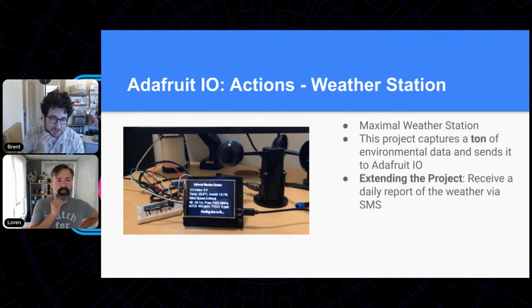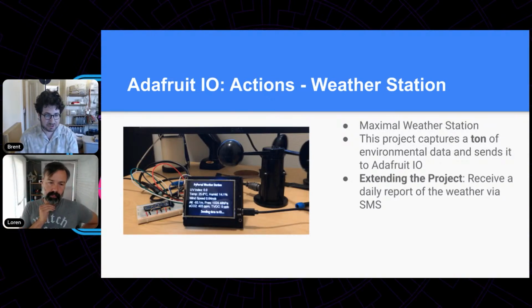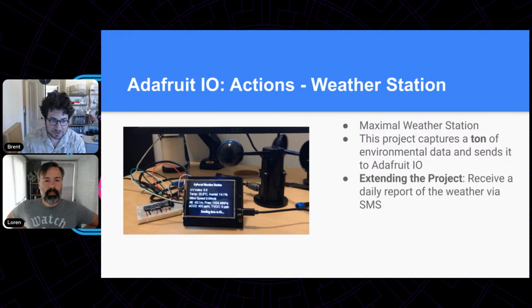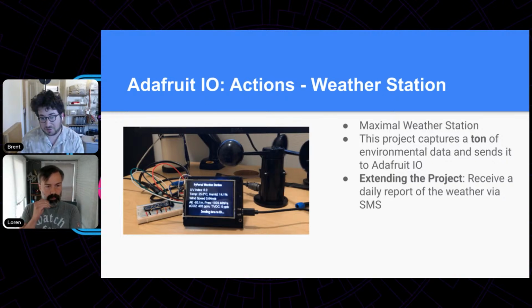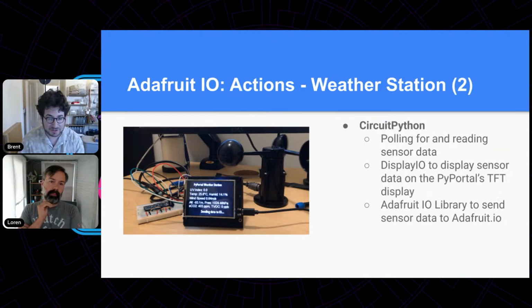And then there's another project I did a long time ago for a weather station. A lot of people build CircuitPython projects with internet just to send environmental data to the internet. So Adafruit IO is a good platform for that. This is a really maximal weather station. It has an anemometer, captures the UV index, the wind speed, the TVOC, CO2, pressure. It's a lot of data, and it sends it to Adafruit IO. But that data is only useful if you check the website. So to extend it, you can receive a daily report of the weather through SMS.